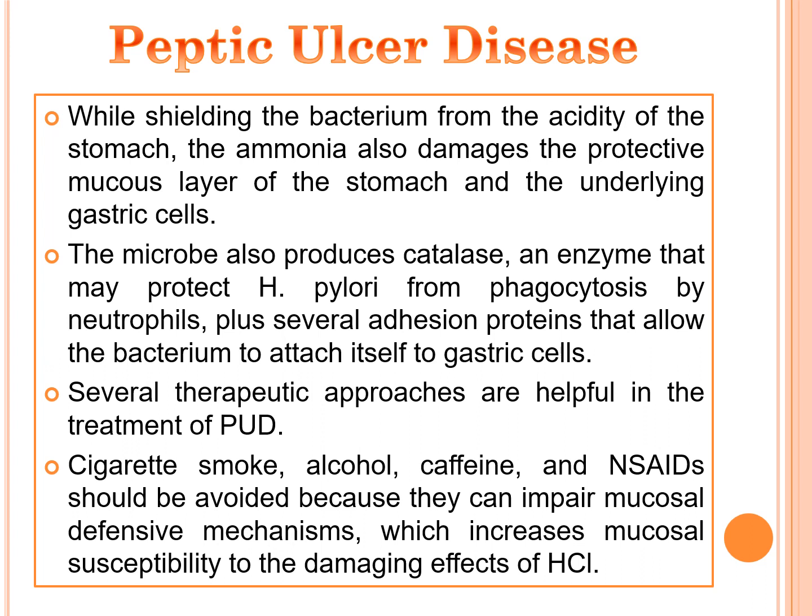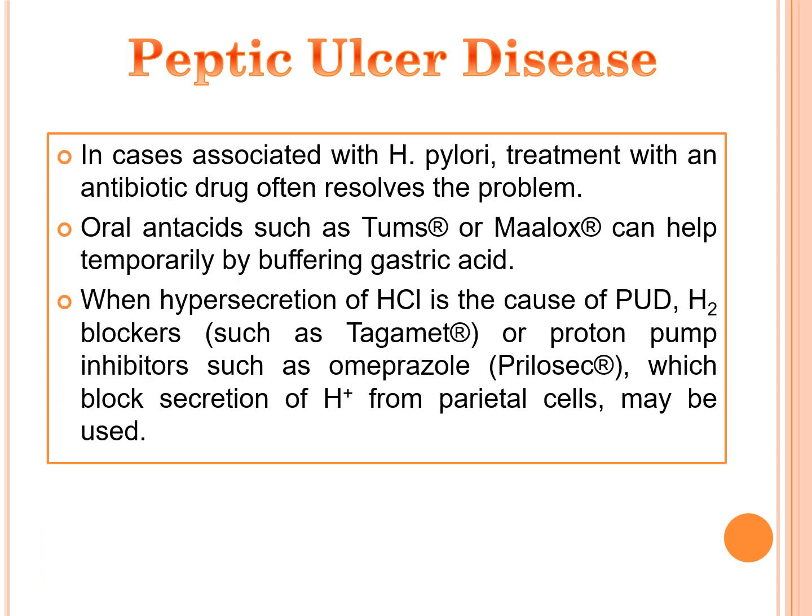Several therapeutic approaches are helpful in the treatment of peptic ulcer disease. Cigarette smoke, alcohol, caffeine, and non-steroidal anti-inflammatory drugs should be avoided because they can impair the mucosal defensive mechanisms, which increases the mucosal susceptibility to the damaging effects of HCl. In cases associated with H. pylori, treatment with an antibiotic drug often resolves the problem.